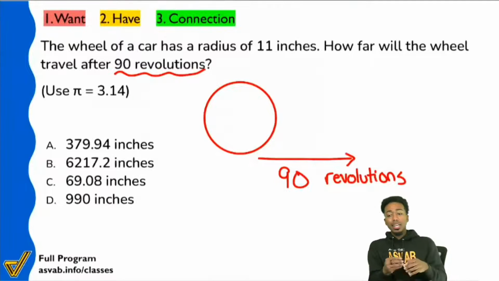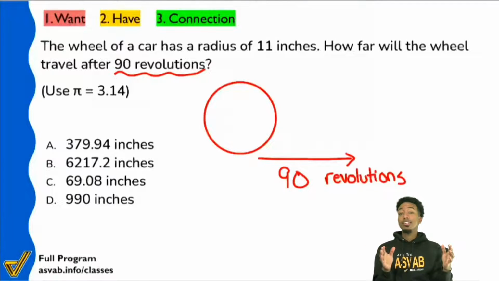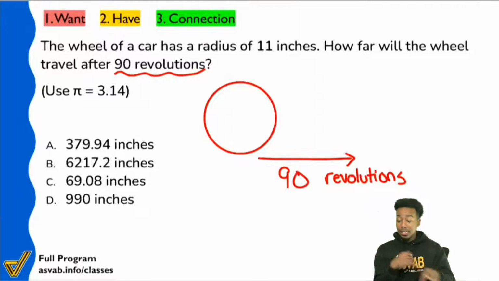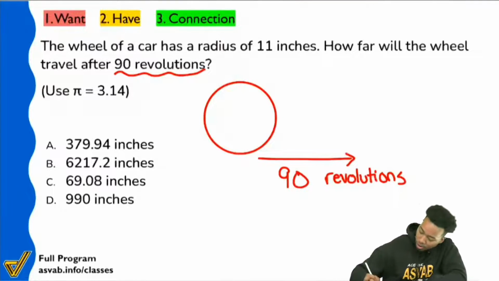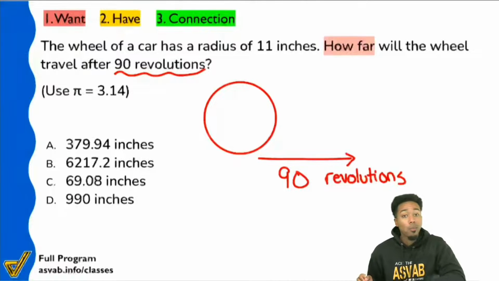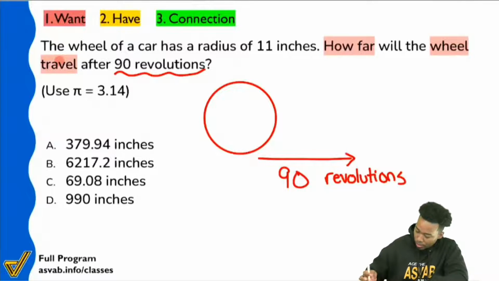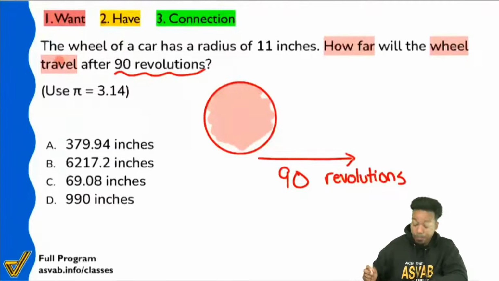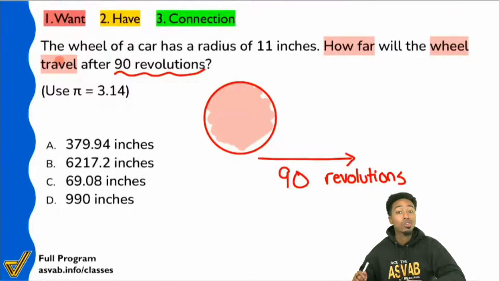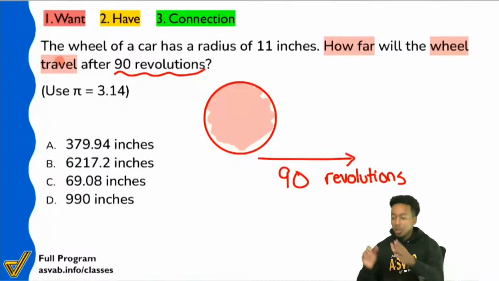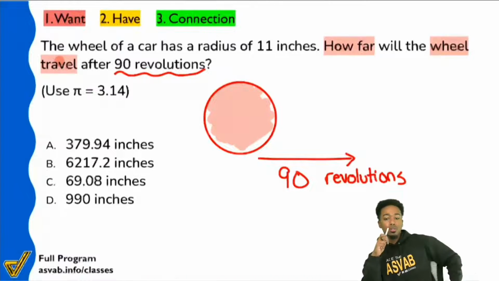Okay, cool. Again, this is the first step we need to take, guys. First step we need to take is, what's the question? And it says, how far? How far? That's distance. How far will the wheel travel? So if this is my wheel right here, then we're trying to figure out how far that wheel goes after 90 of those revolutions. But it's clear we're trying to see how far the wheel goes.